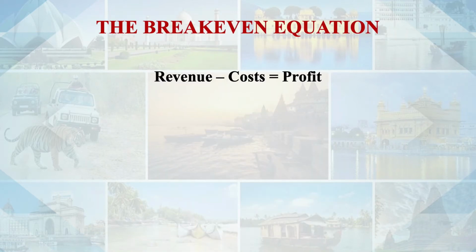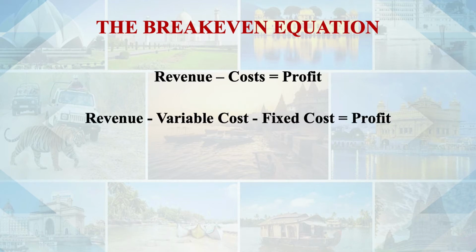And when we say equation, students sometimes, those who are from a non-mathematical background, get scared. Oh, equation! It is very simple. Revenue, meaning sales, minus cost is profit. Then revenue minus variable cost. So cost is bifurcated under 2 heads, variable cost and fixed cost. So let's redefine this equation. Revenue minus variable cost minus fixed cost is profit.